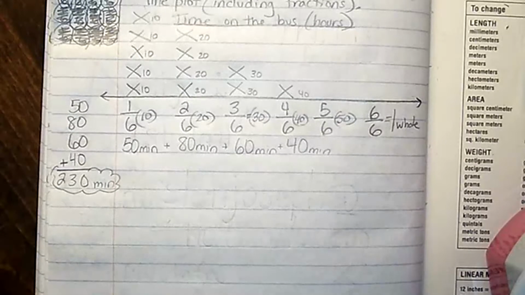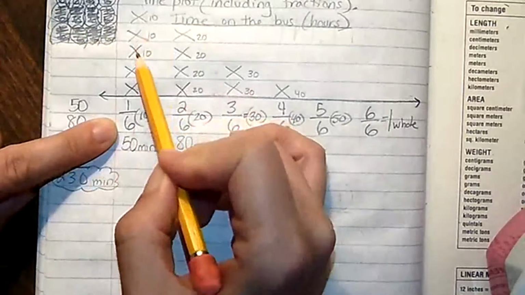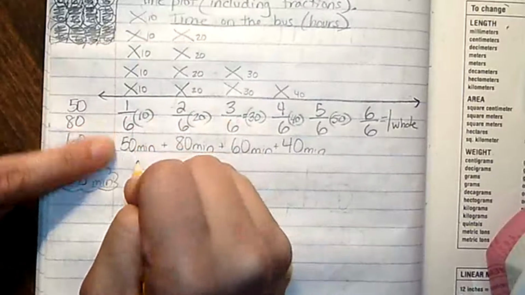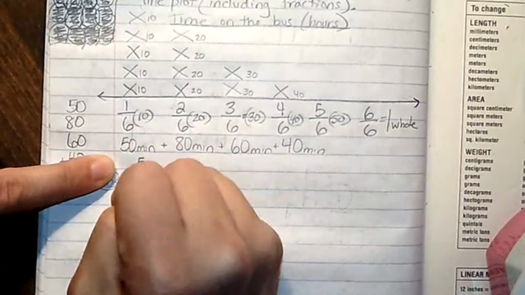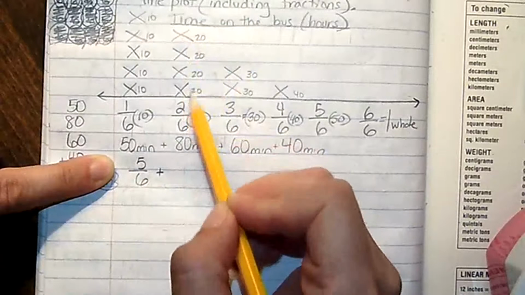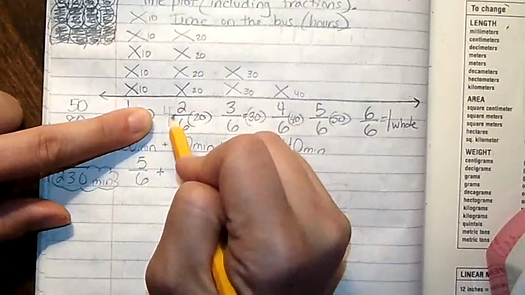The other way that I could do this is I could look at the fraction and I could say, well, 1, 2, 3, 4, 5. 5 kids spent 1/6 of an hour on the bus. So that would be 5/6 plus 4 kids spent 2/6 of an hour. So really I'm doing 4 times 2/6.